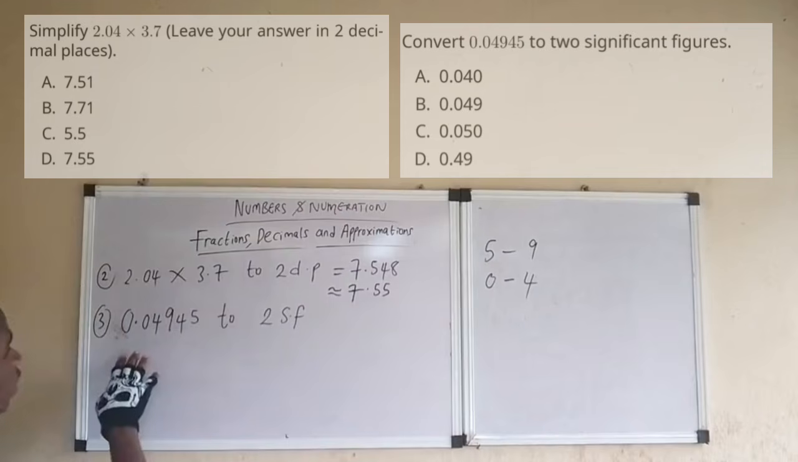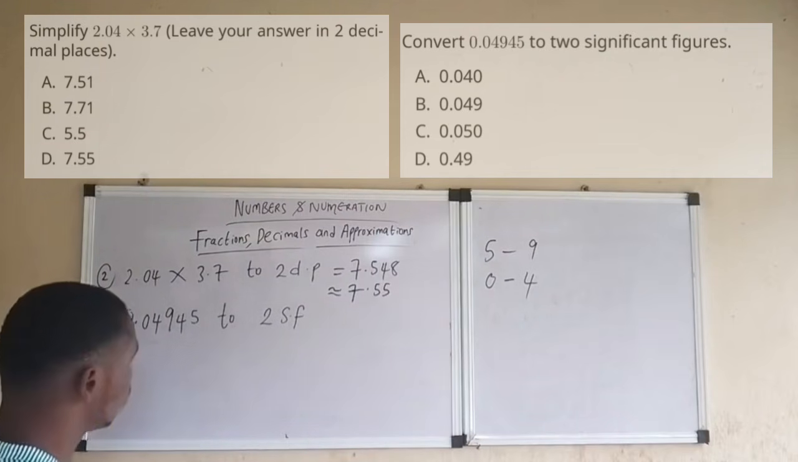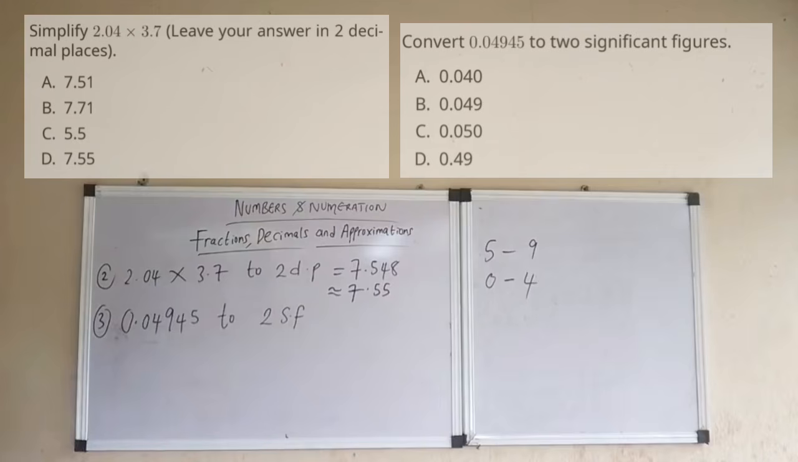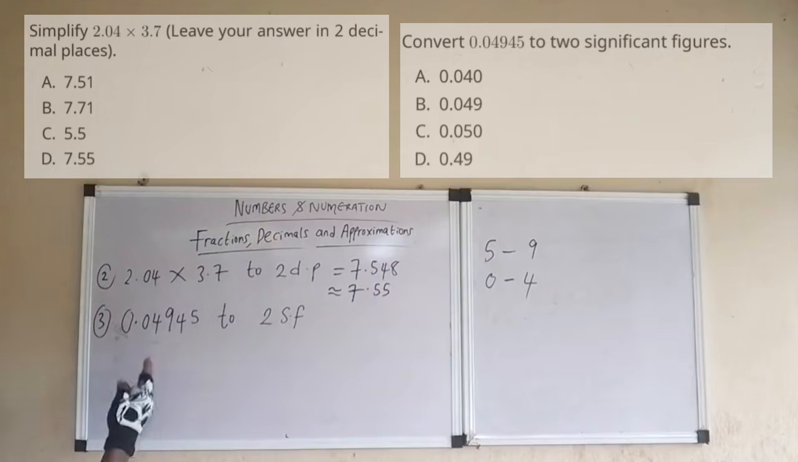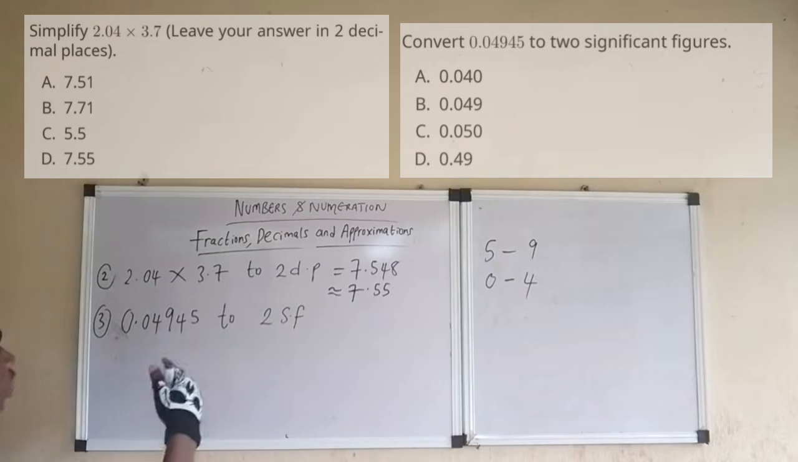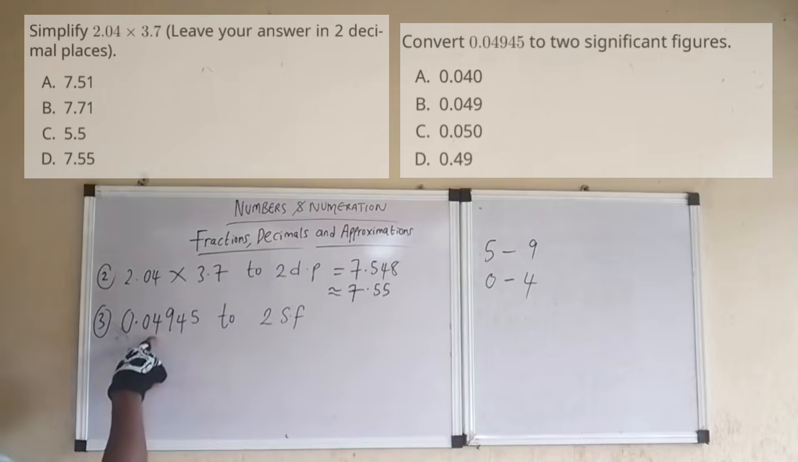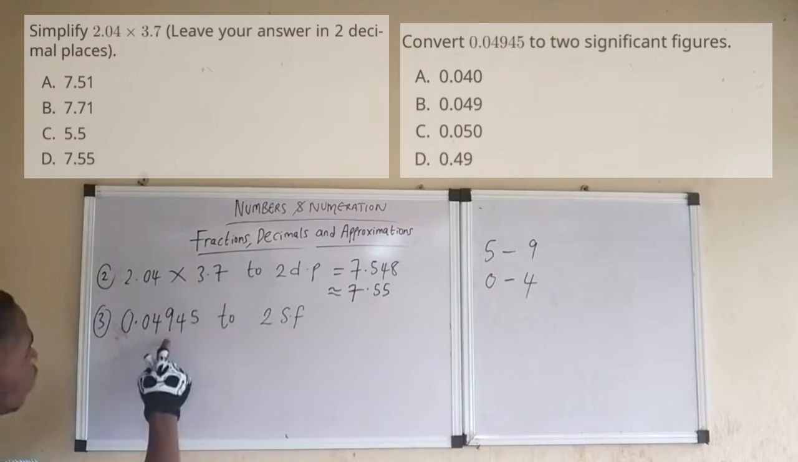Now for this second question, we're asked to convert this to two significant figures. For significant figures, you say a value is significant when that value is from 1 to 9. So you have to look for the first value that is within the range of 1 to 9. And in this case, that first value is 4. So this 4 is the first significant figure. Then the second significant figure is 9.